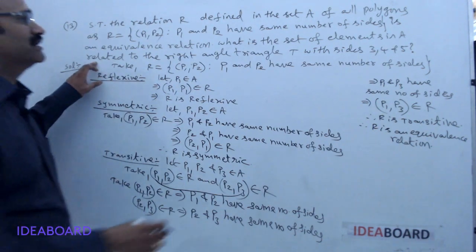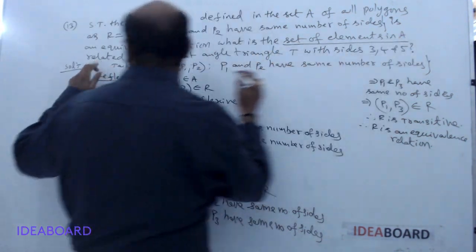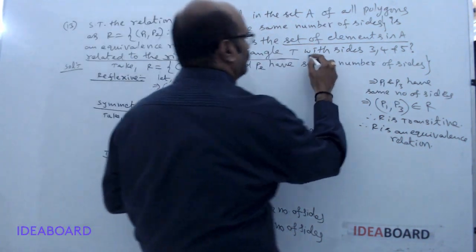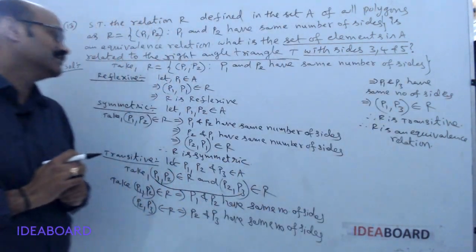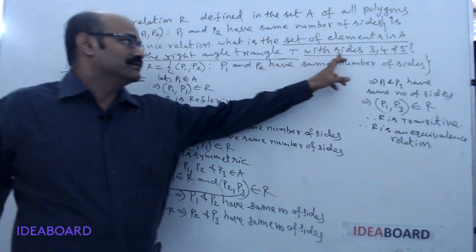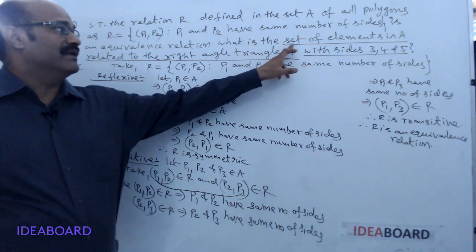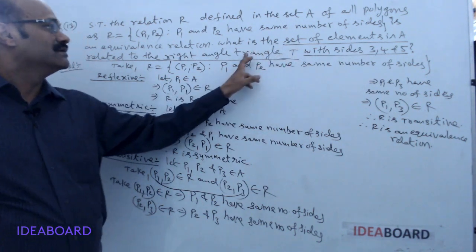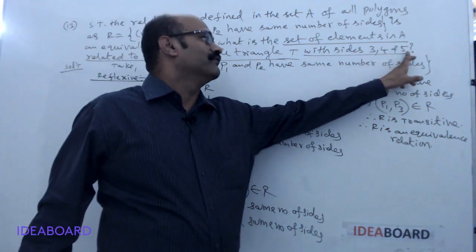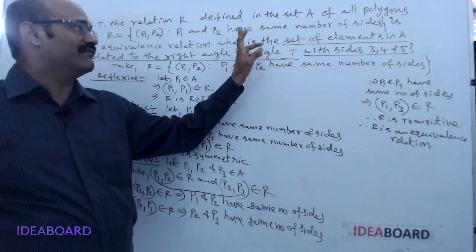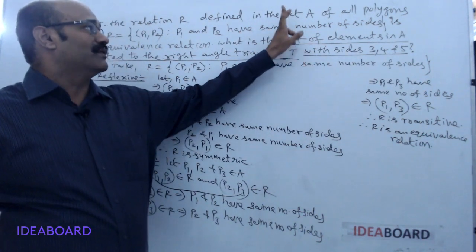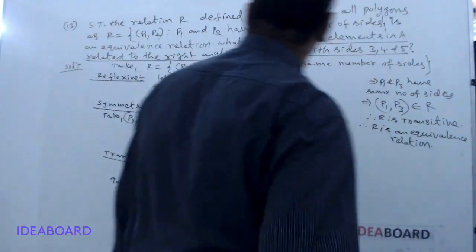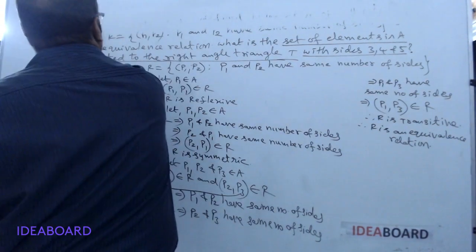Now, what is the set of elements in A related to the right angle triangle T with sides 3, 4 and 5? The set of elements will be always set of triangles because 3, 4, 5 will form a right angle triangle. So that the set of elements in A will be, the polygons will be triangles. Hence proof.